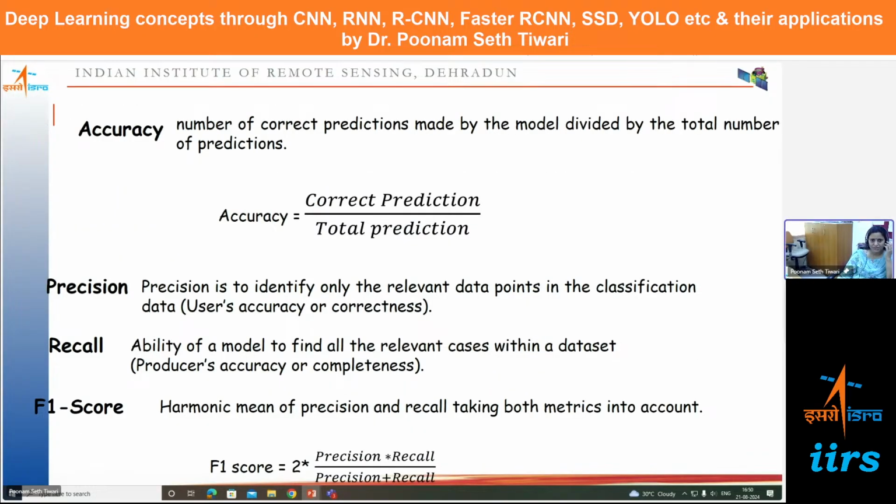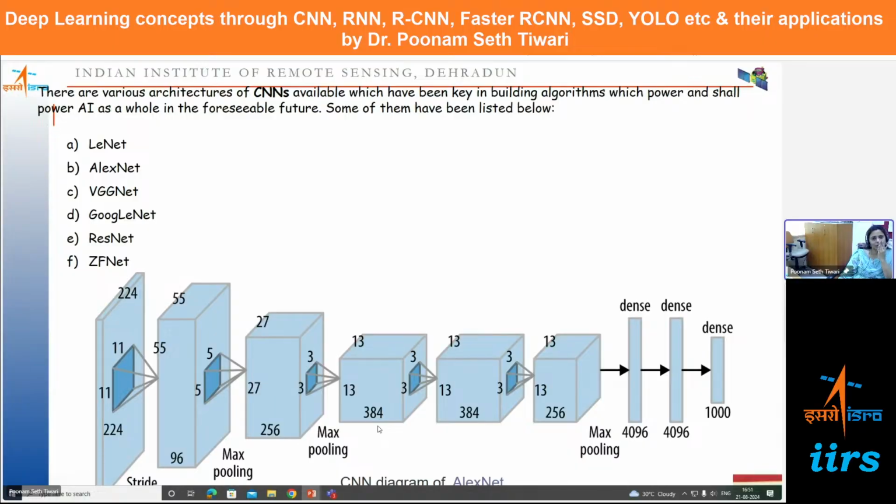Precision is to identify only the relevant data points in classification. Recall is the ability of the model to find all the relevant cases within a data set. And F1 score is the harmonic mean of precision and recall. There are various types of CNN architectures available, and I have shown a few of them.